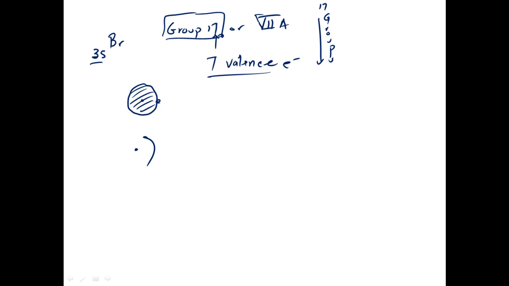It's in the 4th period. So that tells us that we should have 4 shells around the nucleus of bromine. So, how many electrons is in each shell?